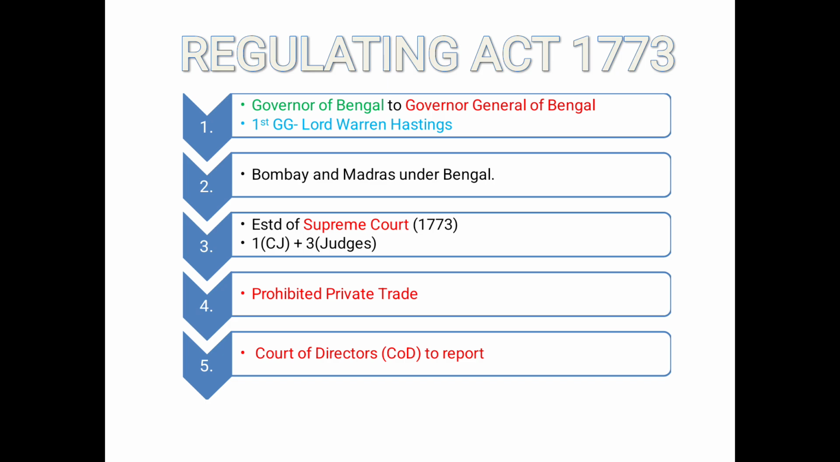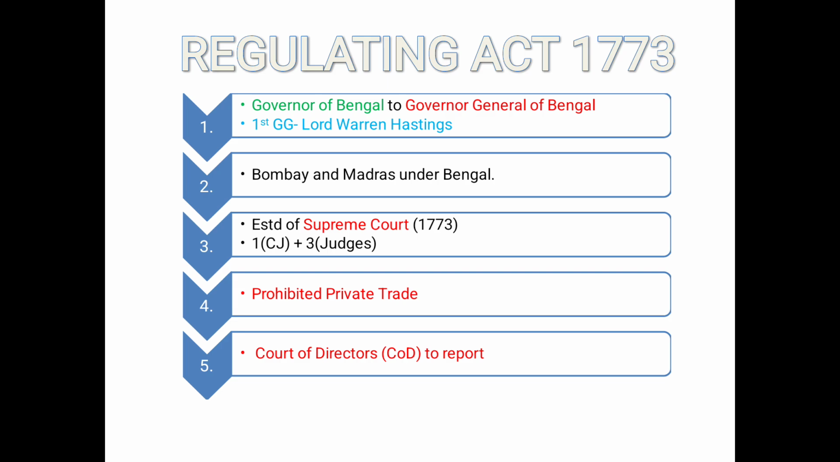This act designated the Governor of Bengal as the Governor General of Bengal. For the very first time, the Governor of Bengal was given the designation of Governor General. Mark these words very carefully. The first Governor General was Lord Warren Hastings.